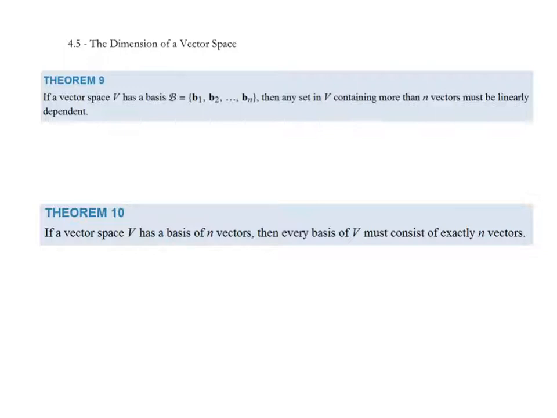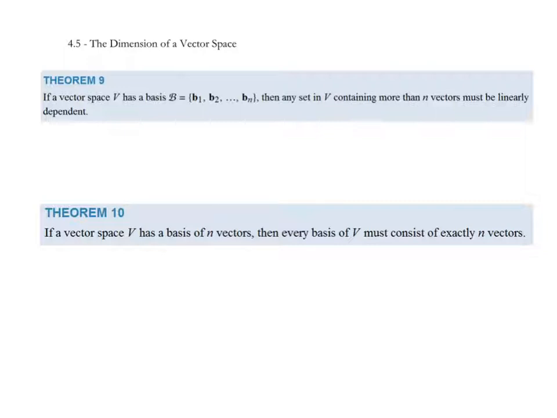If a vector space V has a basis, right, we've talked a lot about basis in this chapter, then any set containing more than n vectors. Now, the n vectors that's referenced here is the number of vectors in my basis for my vector space. Any set containing more than n vectors must be linearly dependent. Pause the video if you need to. Think about that for a minute. Why, if I have a set containing more than n vectors, does it have to be linearly dependent?